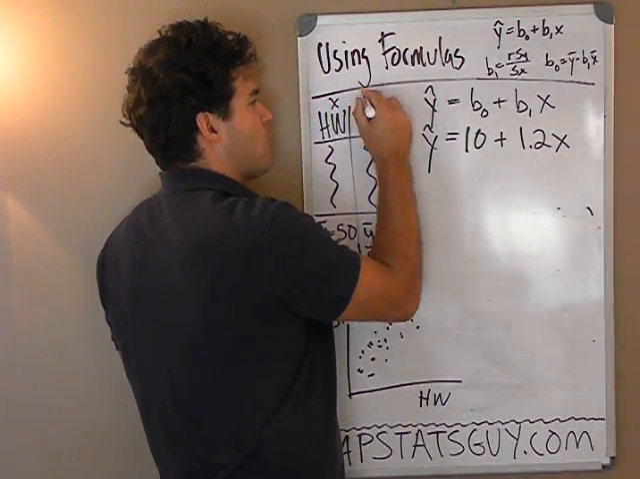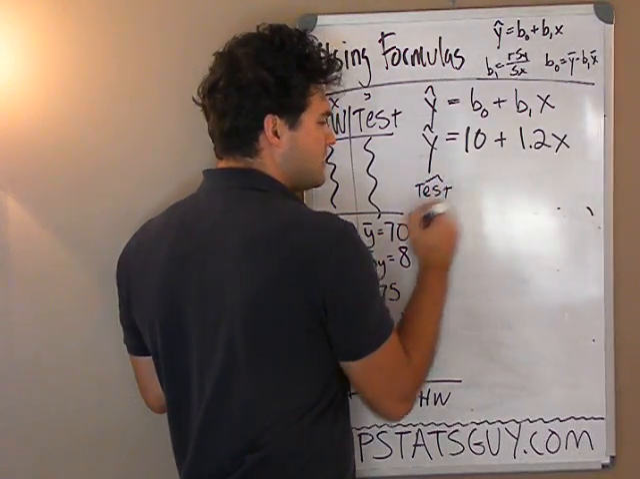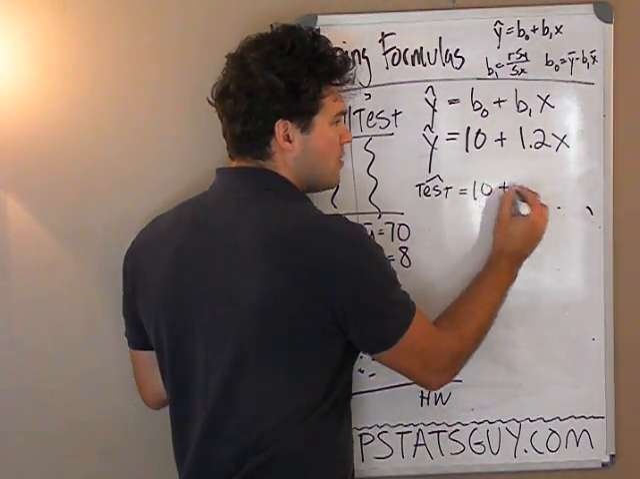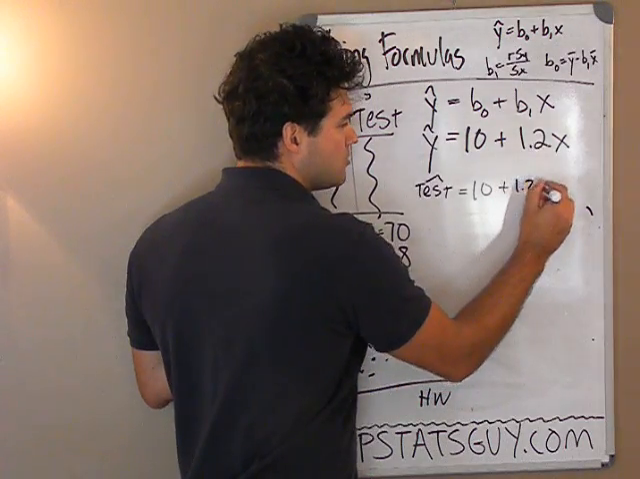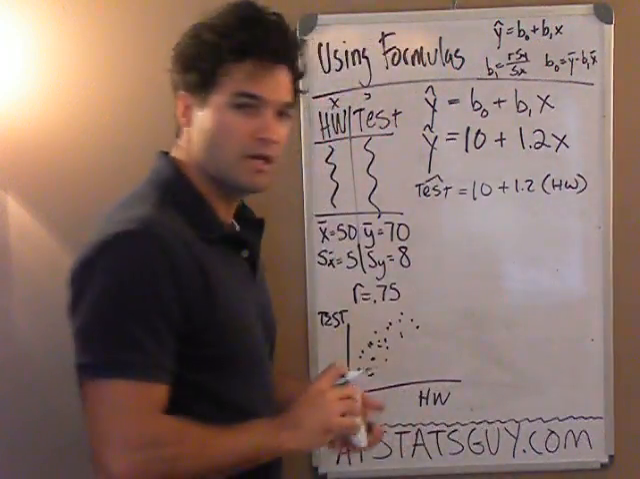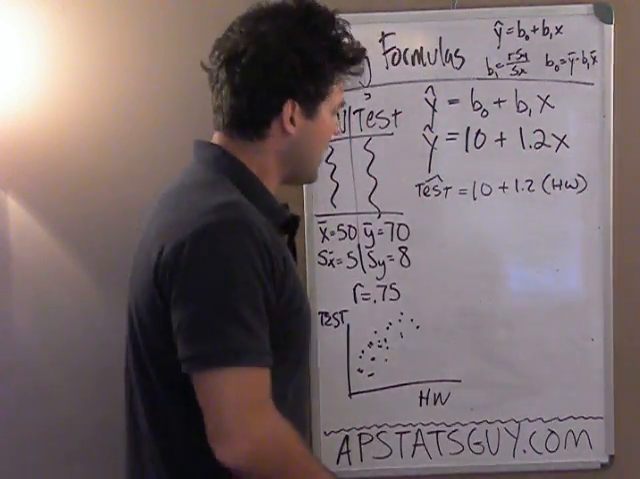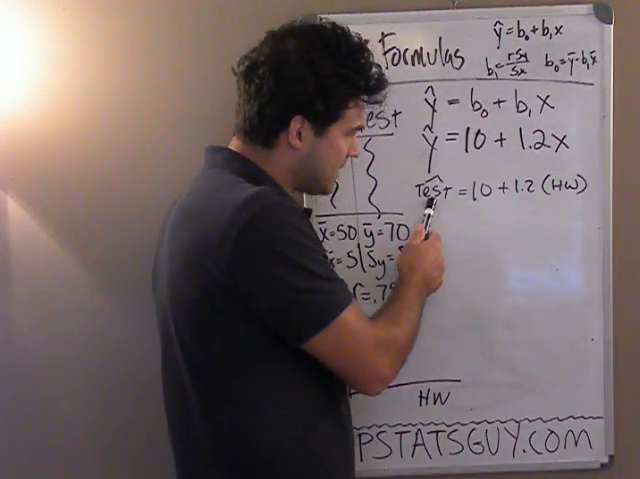So let's put our X and our Y in here. So I'm going to say test hat. My predicted test average is simply 10 plus 1.2 times homework average. Sweet. There's my equation. And we can make some predictions based on this. I can predict my test score based on my homework.